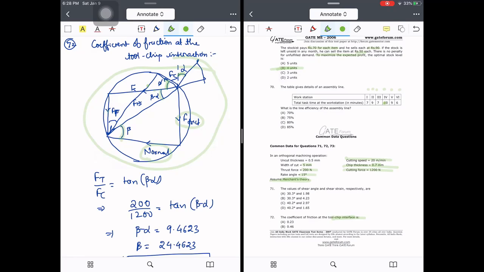Now what they have asked is the coefficient of friction at the tool chip interface. The coefficient of friction is mu, and we can get it with tan beta. So basically we need to find tan beta.